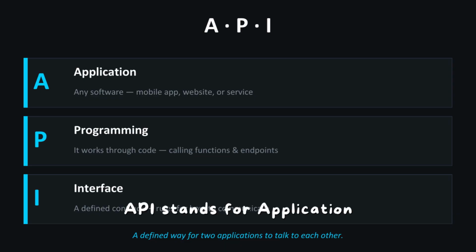API stands for Application Programming Interface. Let us break that down. Application: any software or app. Programming: it works through code. Interface: it is a defined way to communicate. So an API is simply a defined way for two applications to talk to each other. You do not need to know how the other app is built. You do not need to see its code. You just follow the rules of the API and communicate.